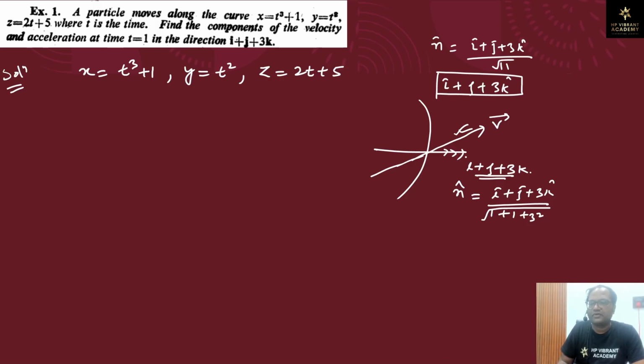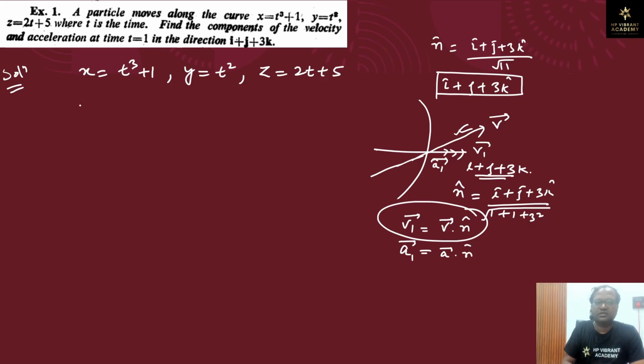For finding the velocity along this particular direction, let us consider the component as v1. v1 is in the direction of i cap + j cap + 3k cap. So the v1 vector is equal to v into n cap. This will be the component of velocity along the direction of i cap + j cap + 3k cap. Similarly, suppose the acceleration along this direction is a1. So a1 is equal to a vector dot n cap.